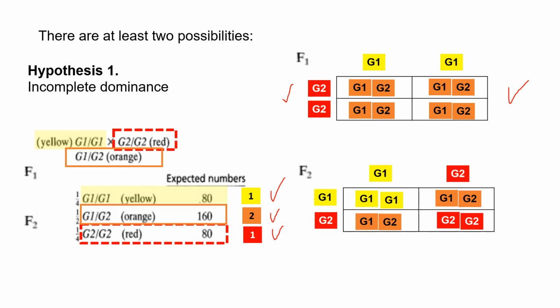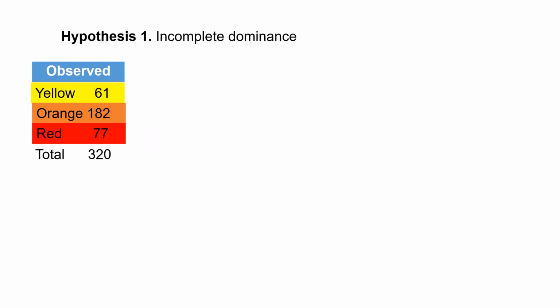Then in the second generation, you get these two with G1, which will be yellow. The one with G2 will be red, and the ones that are heterozygous, these two, will be orange. So this in theory makes sense. Now let's try to calculate the values.